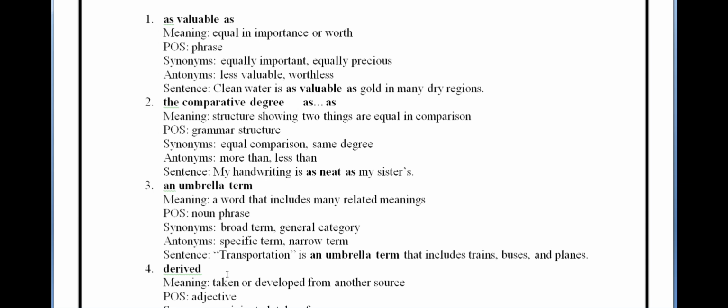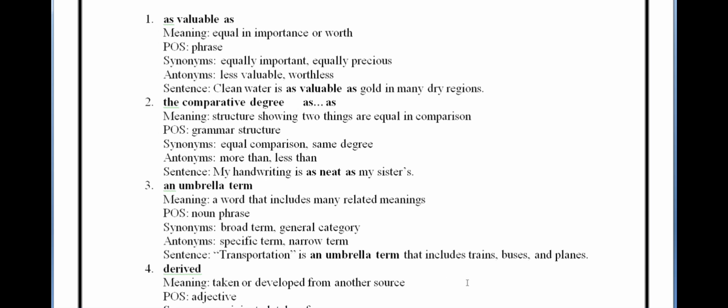Transportation is an umbrella term that includes trains, buses, and planes. So it's a broad term, it's a general word which is used for all types of rail transport, road transport, and air transports. How beautiful the word is, an umbrella term.